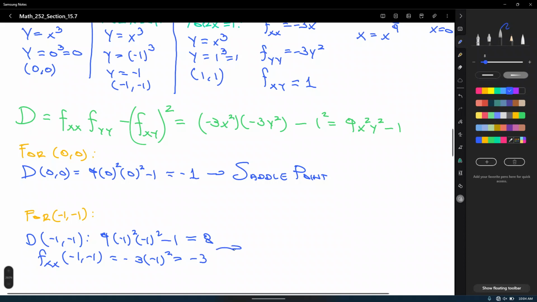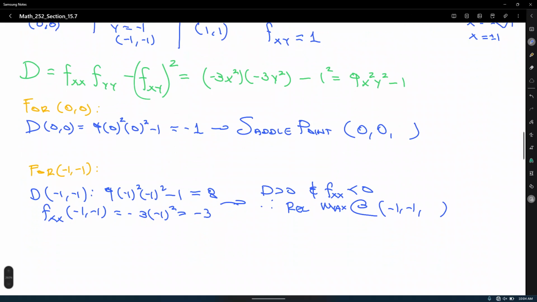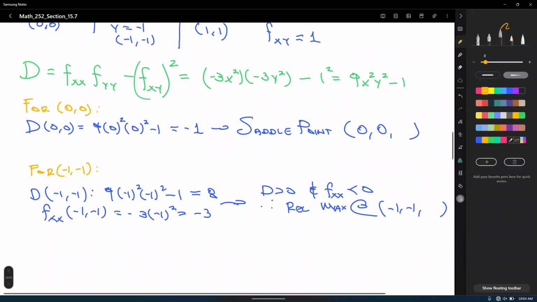So D greater than 0, f double x less than 0: relative max at the point negative 1, 0, 0, something. Okay, and then for the third and last point.